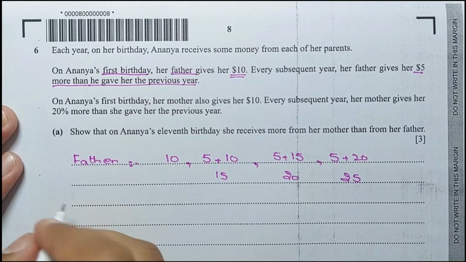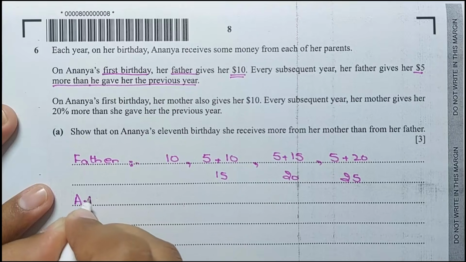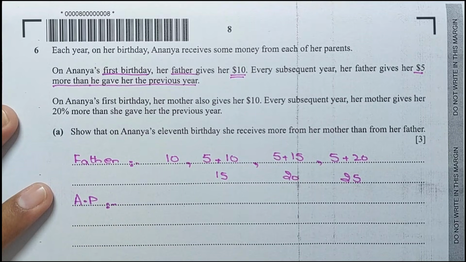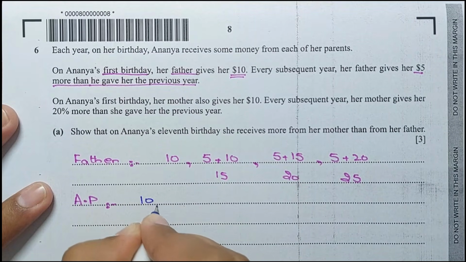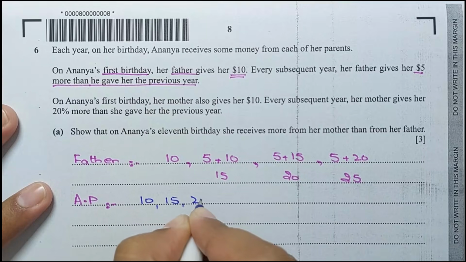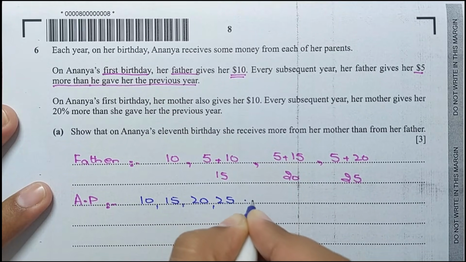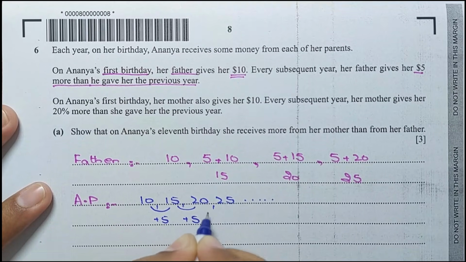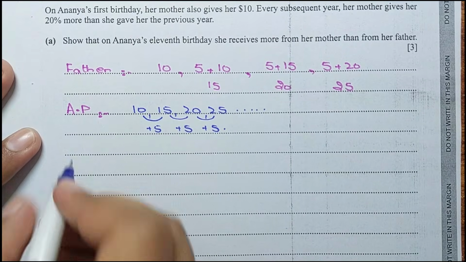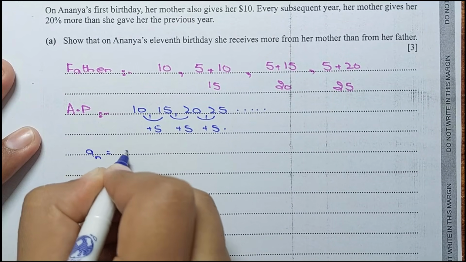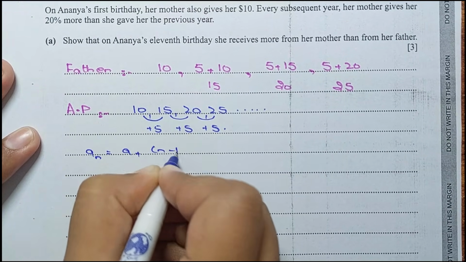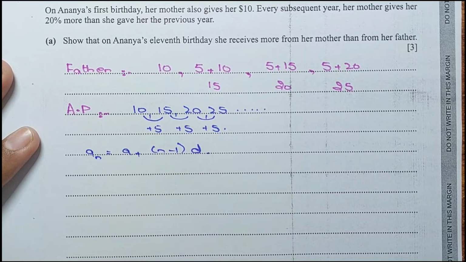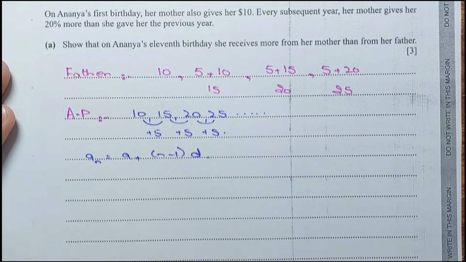So what kind of sequence is this? I guess that is an arithmetic progression. We have 10 and then 15, 20, 25, and so on, because you can see the difference is adding 5 each time, plus 5, plus 5. So this is an arithmetic progression. a n is equal to a plus n minus 1 into d. That is the nth term formula for arithmetic progression.